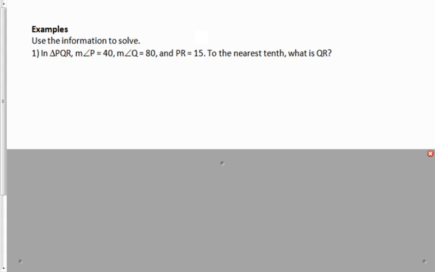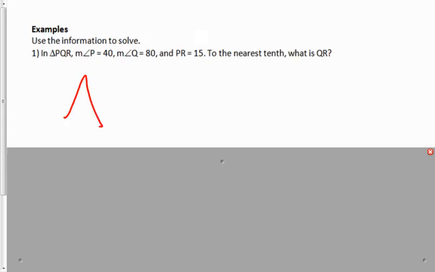Here's an example. In triangle PQR, I'm going to draw that out and label it. That tends to help me. Not that you always have to, but it's very helpful to draw and label a triangle so you know what parts you're working with. The measure of angle P is 40 degrees. The measure of angle Q is 80 degrees. And PR is 15.